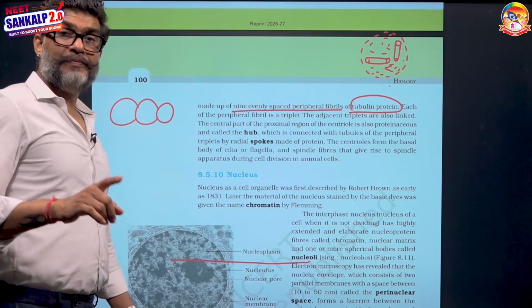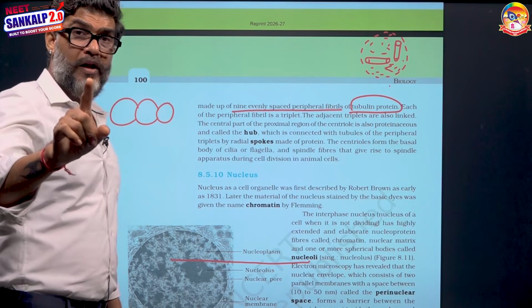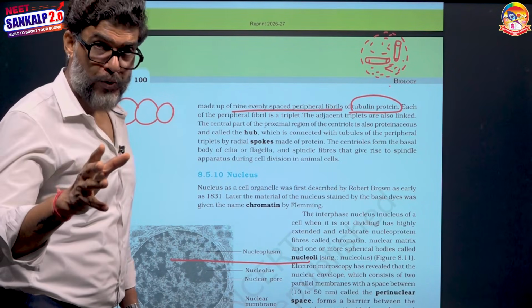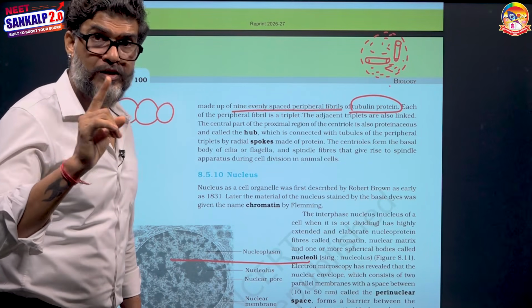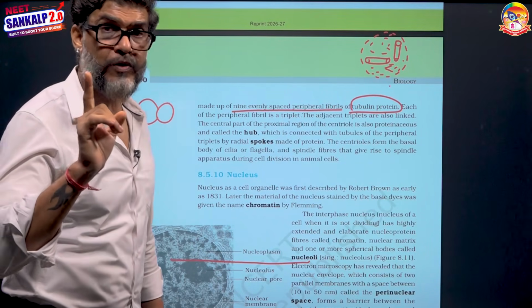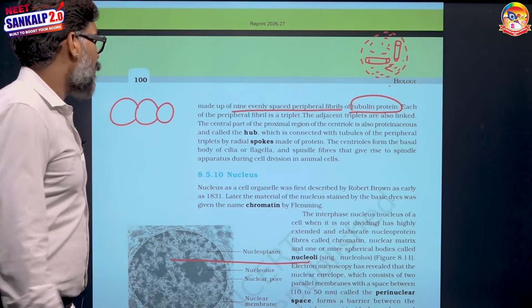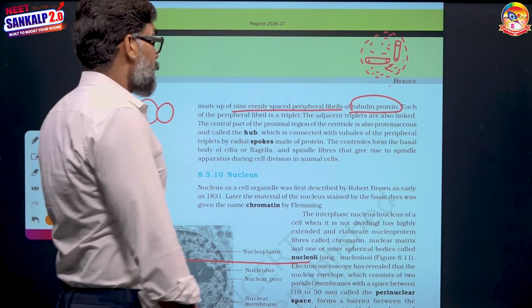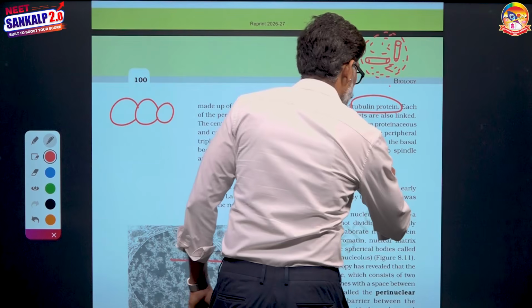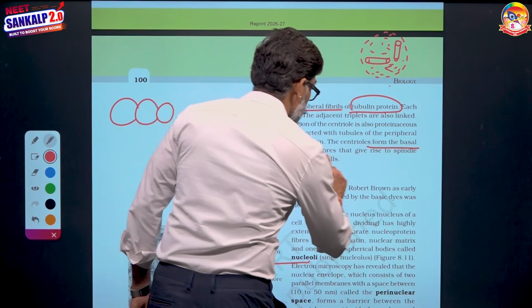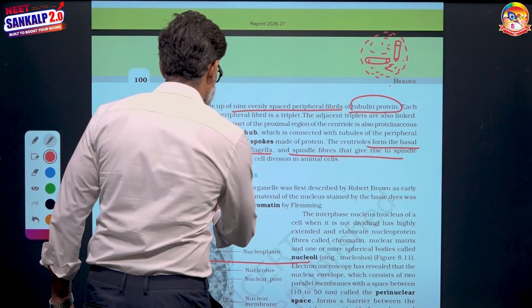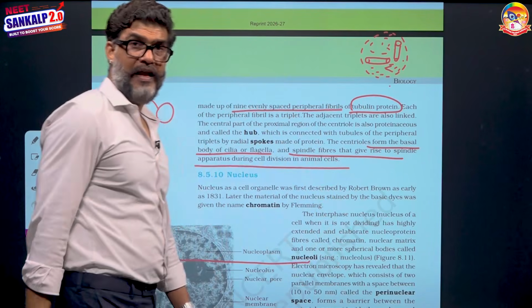So it means in the centriole the total number of microtubules would be 9 peripheral triplets, that is 9 into 3 means 27 microtubules are present. What functions are they doing? Centrioles form the basal body of cilia and flagella, which is one of the functions. They form spindle fibers and give rise to the spindle apparatus during cell division in animal cells.